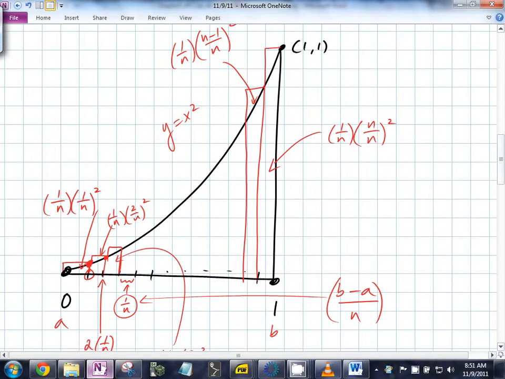The limit tells us as we get infinitely close, what are we going to? We're getting infinitely close to 1/3. So what is the actual area under this curve? 1/3. Exactly. The limit.